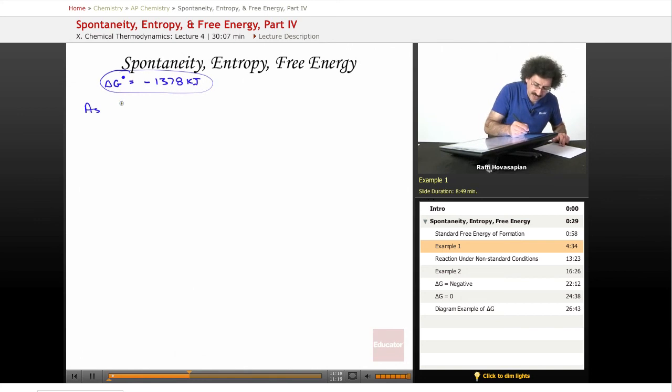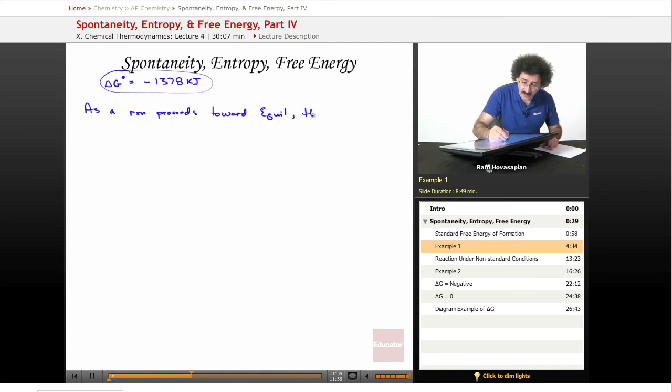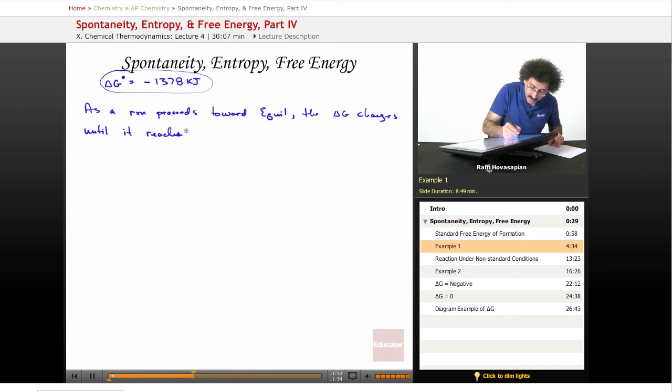Let me write this down. As a reaction proceeds toward equilibrium, the delta G changes until it reaches zero, which is the equilibrium point.